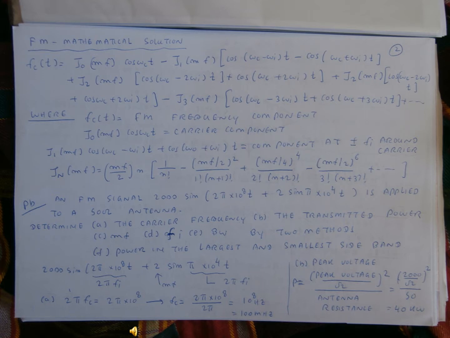So the frequency modulated waveform is f(t) equal to J0(mf) cos ωct minus J1(mf)[cos(ωc − ωm)t − cos(ωc + ωm)t] plus J2(mf)[cos(ωc − 2ωm)t + cos(ωc + 2ωm)t] minus J3(mf)[cos(ωc − 3ωm)t + cos(ωc + 3ωm)t]. So the frequency modulated waveform in terms of Bessel functions: f(t) is equal to the J0(mf) cos ωct carrier component, J1(mf)[cos(ωc − ωm)t plus cos(ωc + ωm)t] sideband component.